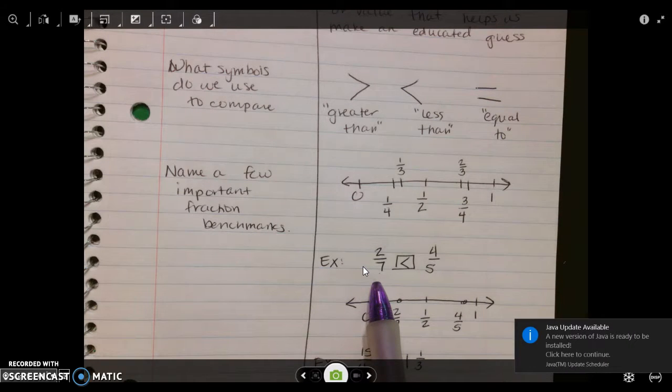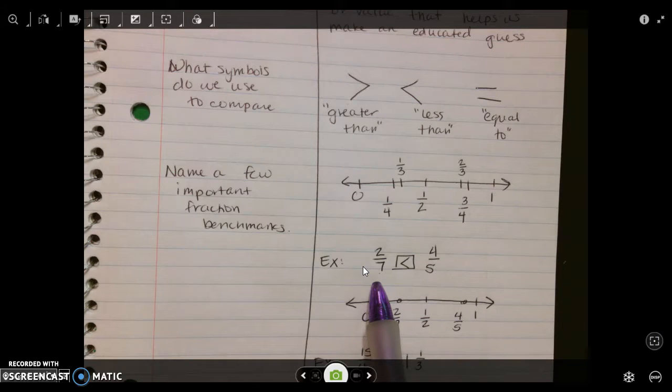Does 2/7 is that less than 1/2 or greater than 1/2? Well, 2/7 is going to be less than 1/2. So that's why I put it somewhere over here. It doesn't really matter where it goes, but it's somewhere over there.